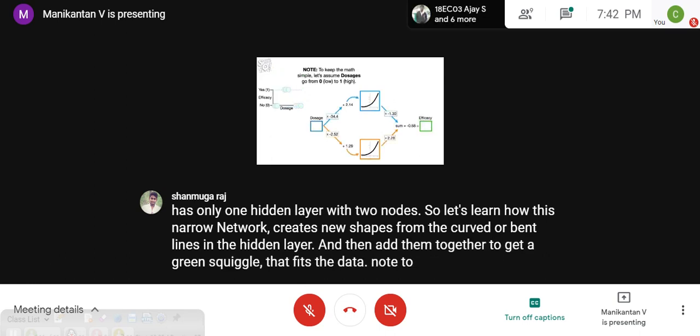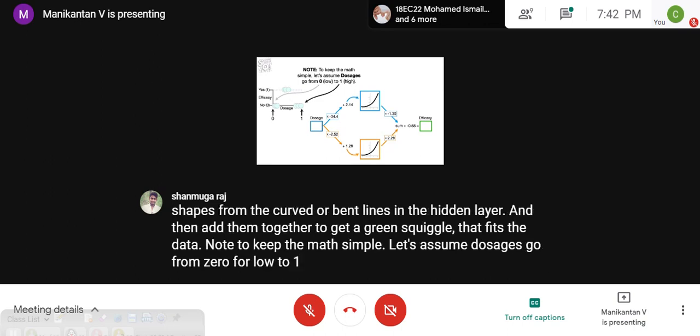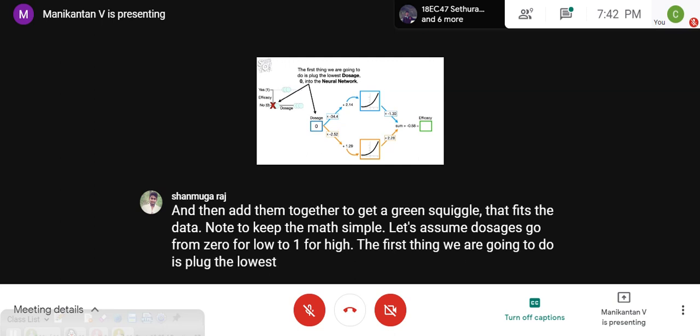Note, to keep the math simple, let's assume dosages go from 0 for low to 1 for high. The first thing we are going to do is plug the lowest dosage, 0, into the neural network.